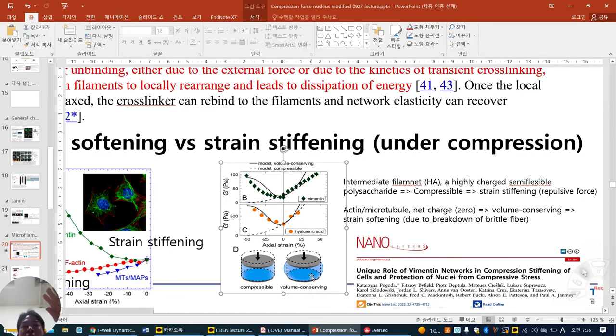And then, while they're compressed, they are compressed to a position like this. But because of the very brittle characteristic of the polymer, actin and microtubule, they break down. So they induce strain softening. But hyaluronic acid, intermediate filament, this kind of component is very highly charged, and while they're compressed, they don't need to maintain their volume. Okay? They are very flexible, semi-flexible. They reposition their 3D structure physically, and they make the repulsive force by the charge.